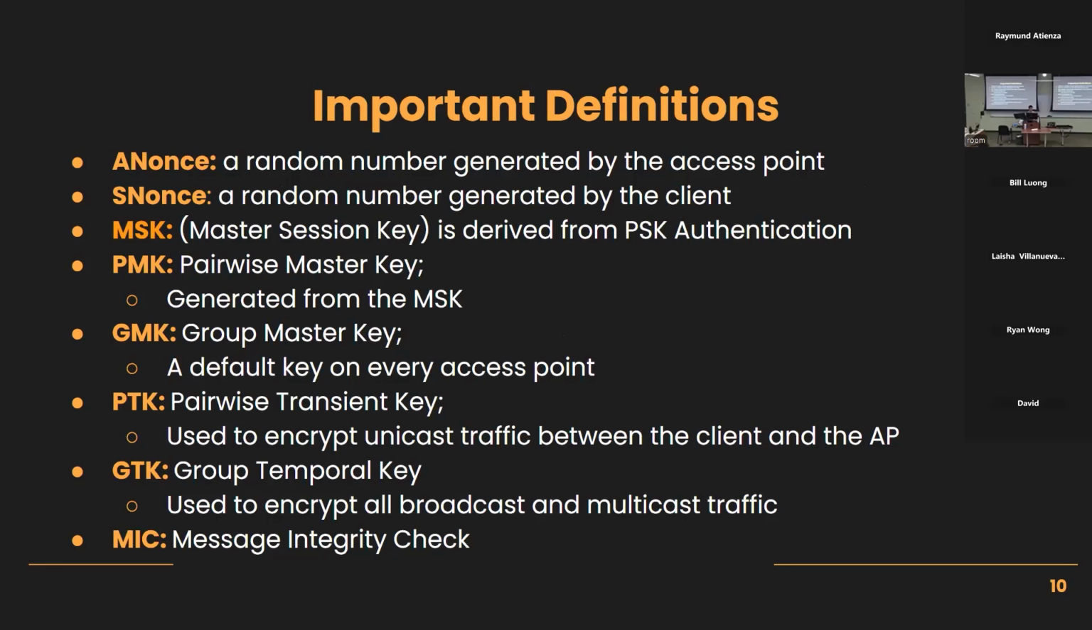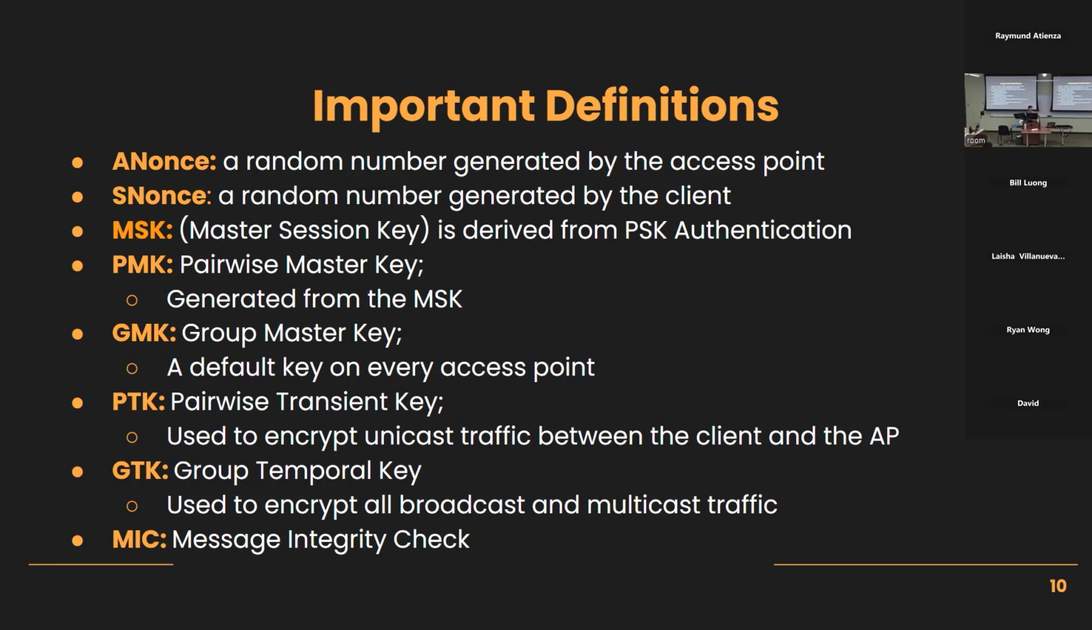So, the important definitions and concepts. A-nonce is the random number generated by the access point. S-nonce is the random number generated by the client. You can kind of think of these as the salt for the hash. I believe this went over on cryptography week.